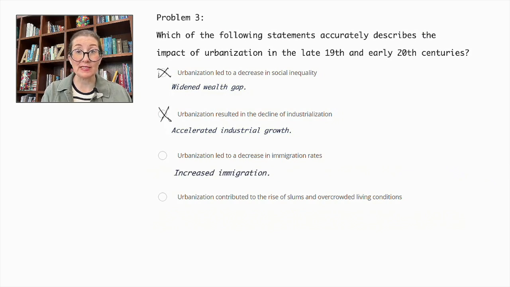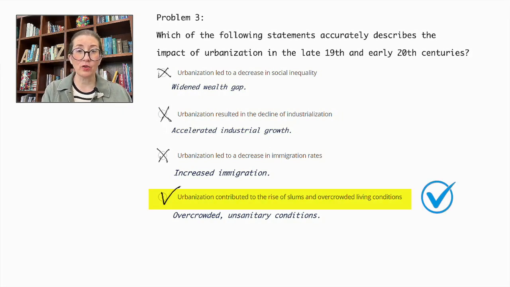Urbanization did not lead to a decrease in immigration rates. Instead, many immigrants flocked to cities in search of job opportunities. So that too can be crossed out. The correct answer here is that urbanization contributed to the rise of slums and overcrowded living conditions. Rapid urban growth outpaced the development of adequate housing and infrastructure, leading to the emergence of densely populated, unsanitary slums where many workers and immigrants lived under harsh conditions. Therefore, urbanization contributed to the rise of slums and overcrowded living conditions is the correct answer here.